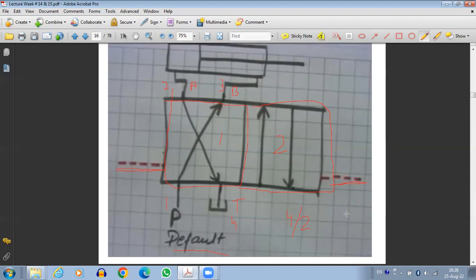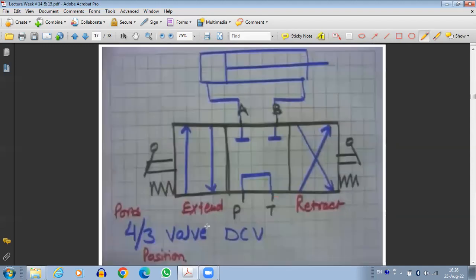So it is said 4 by 2 DCV. Suppose we have a 4 by 3 DCV valve. So in that case, we have 3 positions. First, in the center, we are going to show where our pressurized line is. Then we can show where our tank is connected. And then we can have the 2 different ports of the actuator.